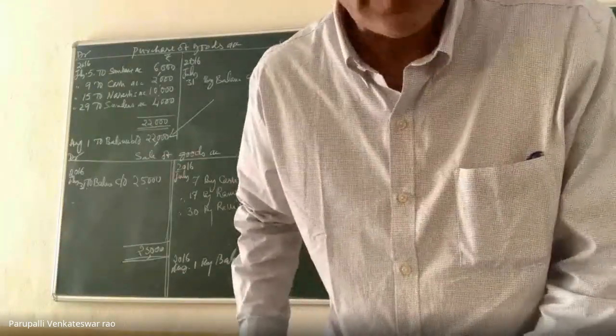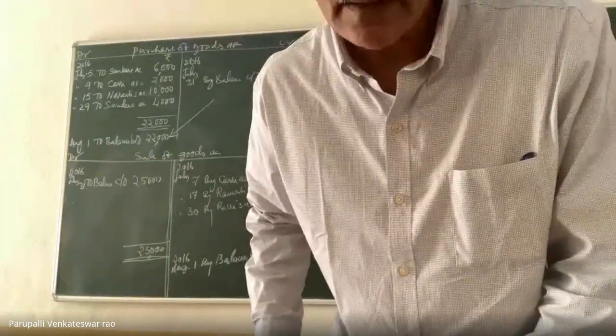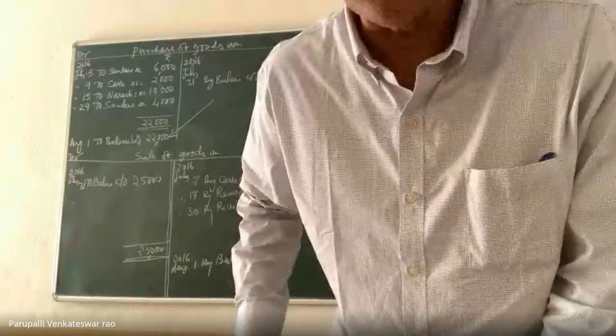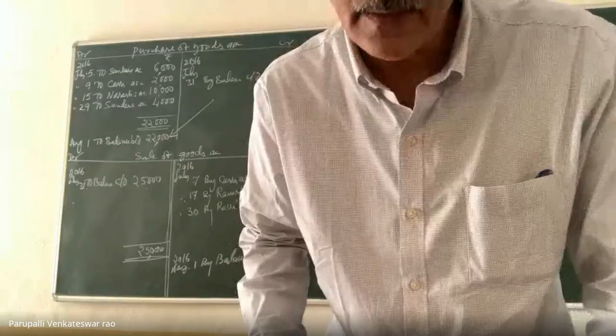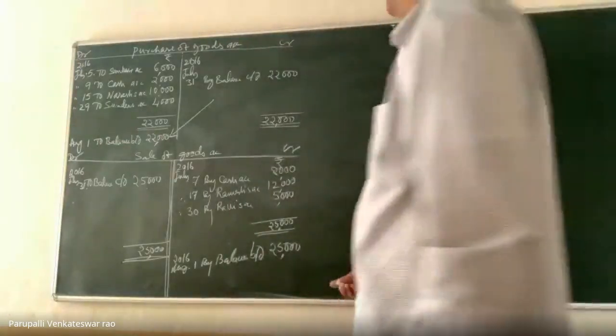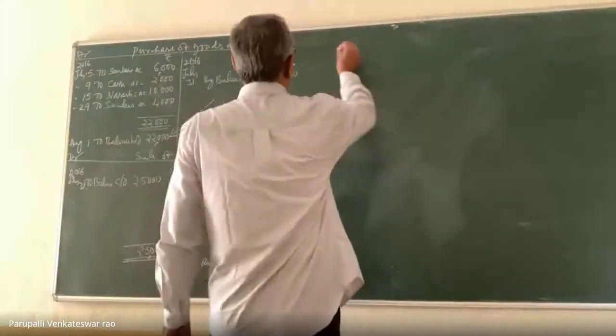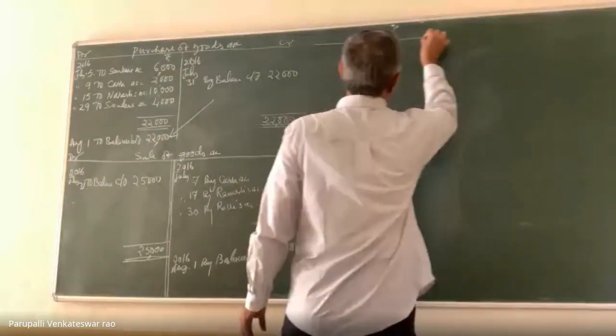Next one. So now I prepare Shankar's account. For the sake of simplicity, I will prepare certain accounts. Only a few accounts I will prepare. Shankar's account. So take Shankar's account.